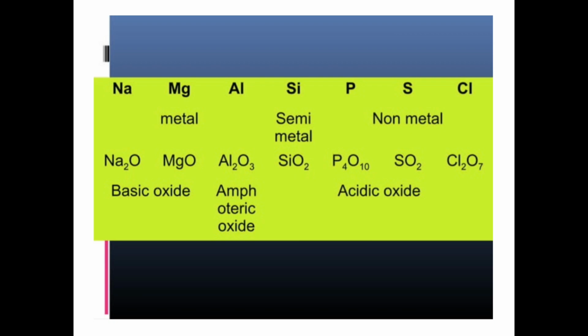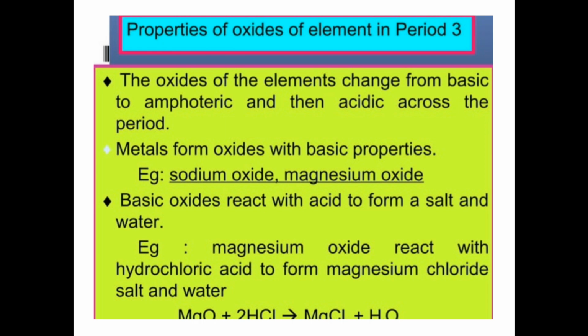So we will talk about the implication of being metals. That means metallic character decreases across the period from left to right, while non-metallic character increases in this period 3 that we are looking at. All these are very, very important. Okay, so let's look at this more. The oxides of elements change from basic to amphoteric, and then to acidic. Metals form oxides with basic properties like sodium oxide and magnesium oxide.